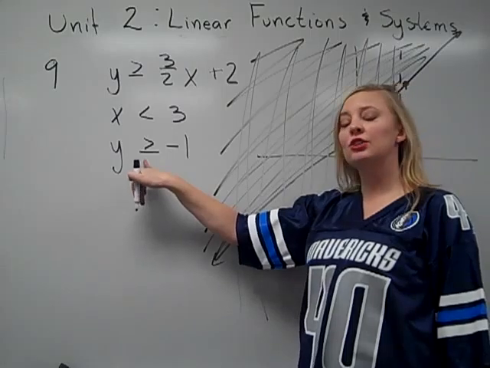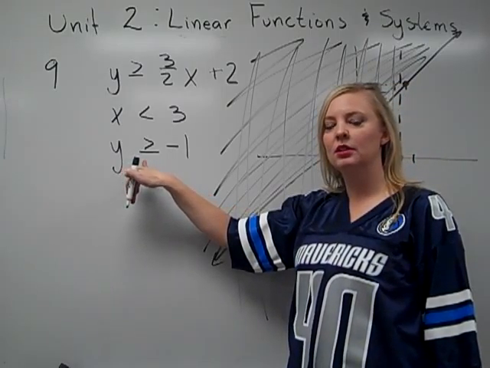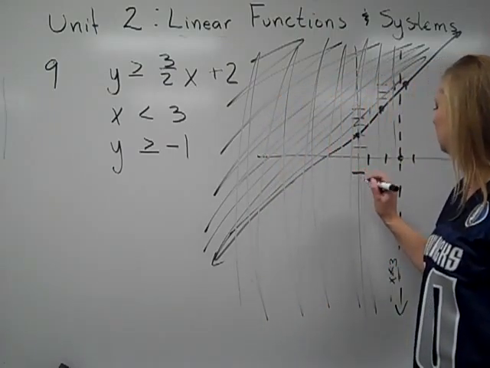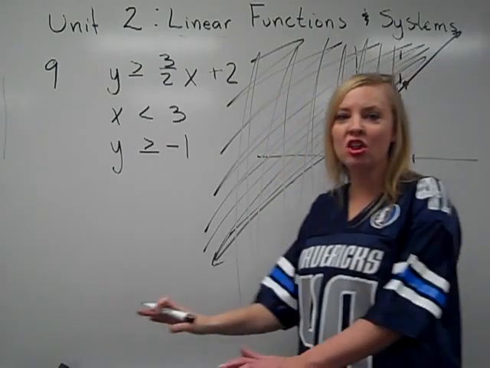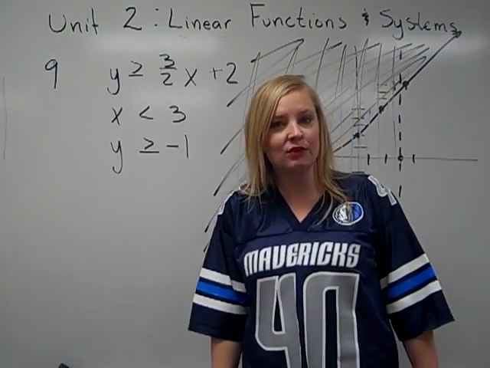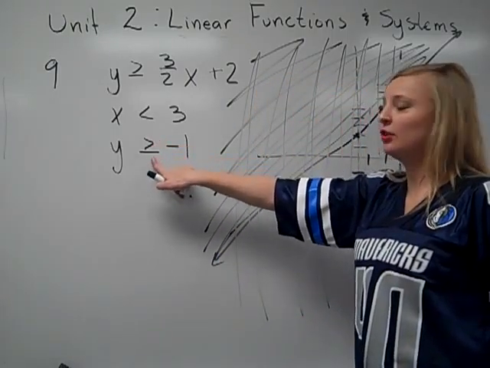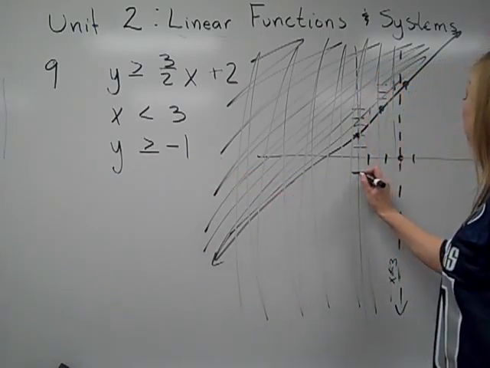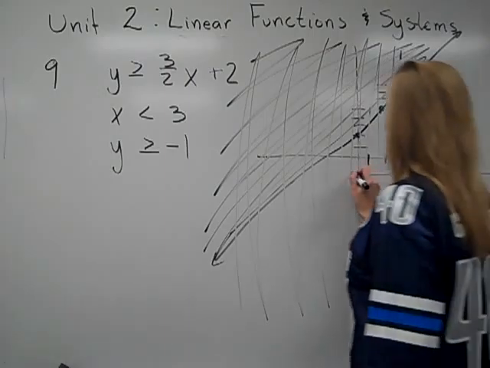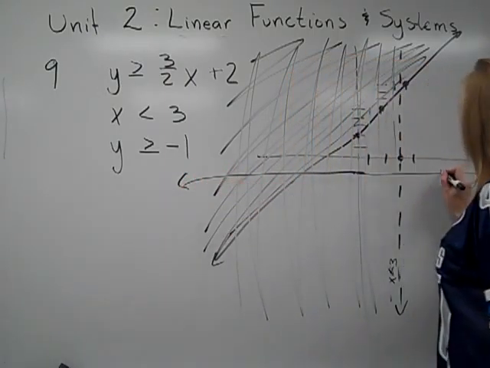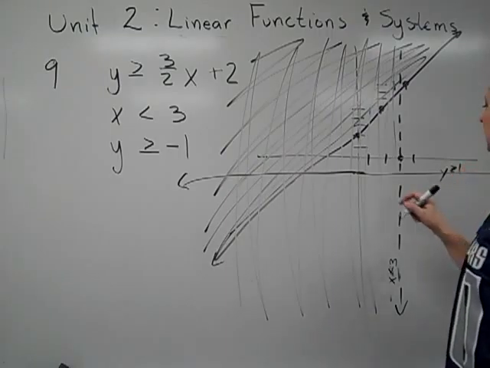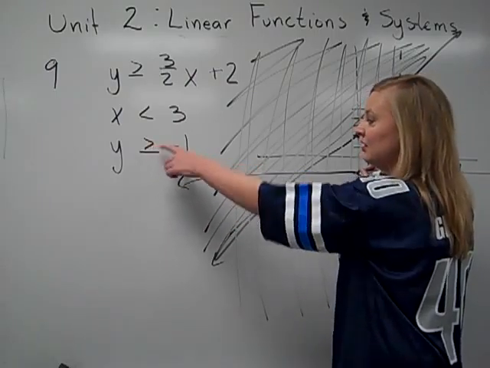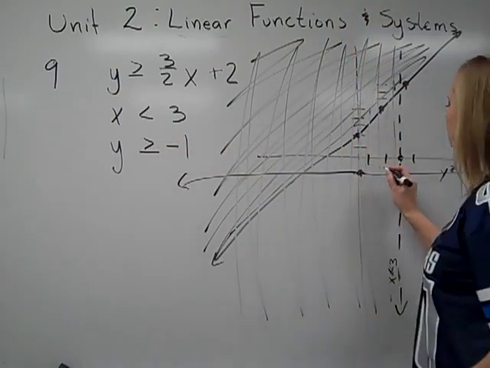Lastly, y is greater than or equal to -1. So we're going to drop down to -1. And we can run all along that line as long as we're -1 high. Notice it's greater than or equal to, and so it's going to be a solid line because of this "or equal to." And here, y is -1. We want everything greater than, so we want everything above the line.